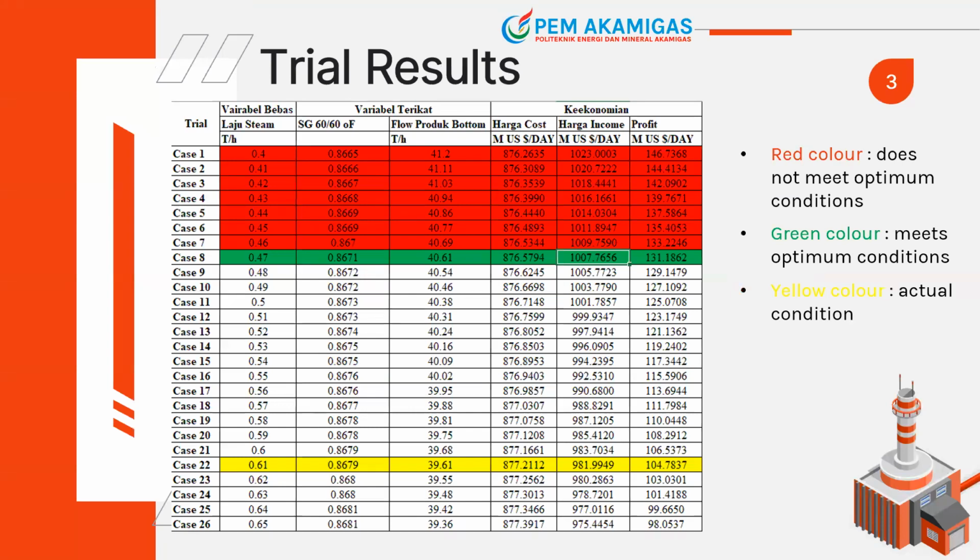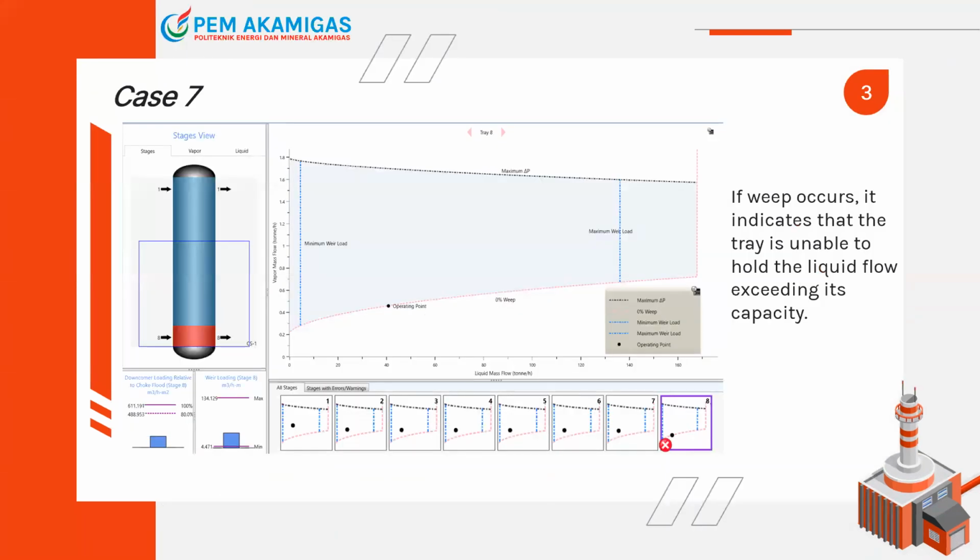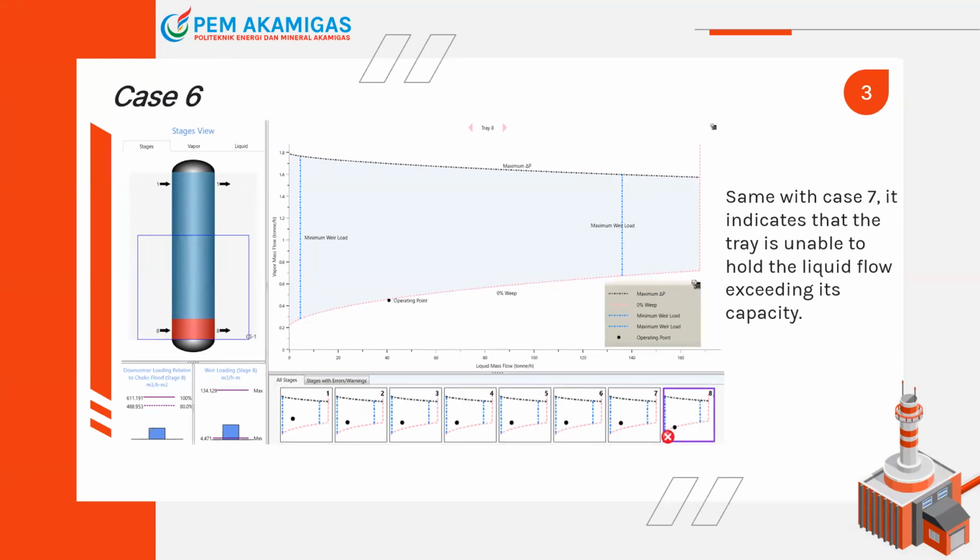This is the result of the hydraulic plot on the HYSYS. There is an indication of weeping on tray 8. So this case does not fulfill its optimum point because the color is red. The same as case 7, there is an indication of weeping on tray 6. So this case does not fulfill its optimum point.